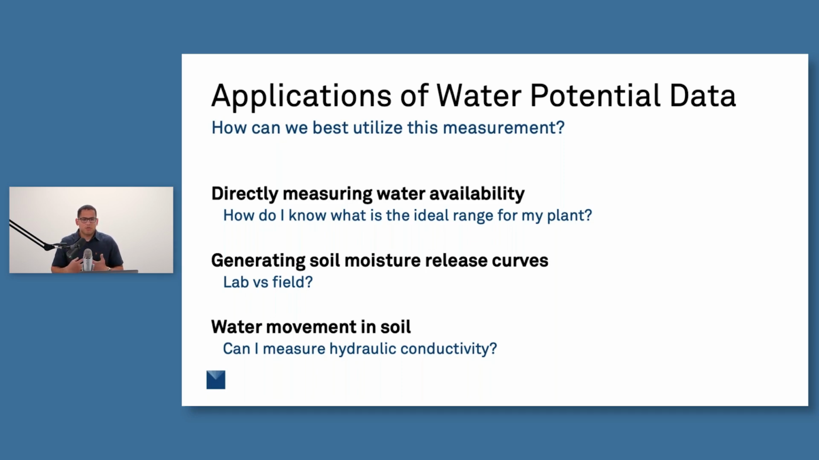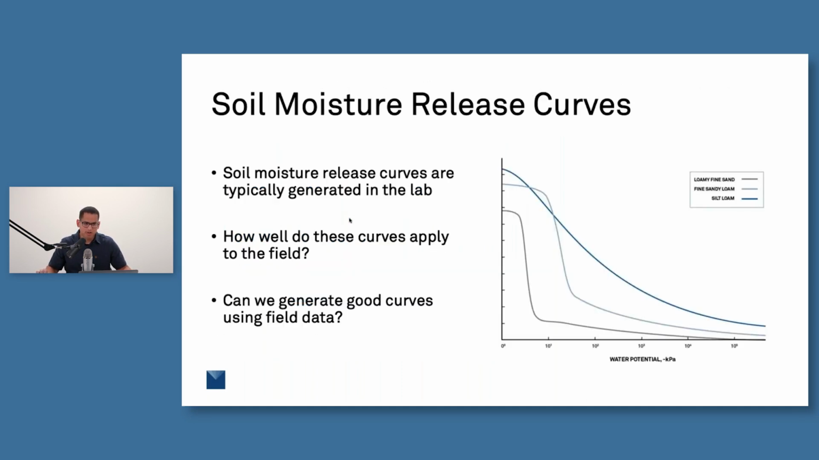And the other question is, well, what about water movement in soil? Can I use water potential to actually monitor which way the water's moving in the soil? And a bigger question is, can I actually use it to measure hydraulic conductivity in the field as well? And so we'll dive a little bit into that as well, not quite as much, but we'll touch on both subjects. So first, let's talk about soil moisture release curves.